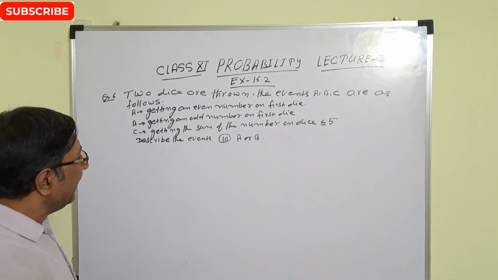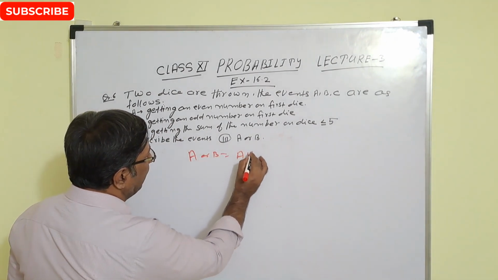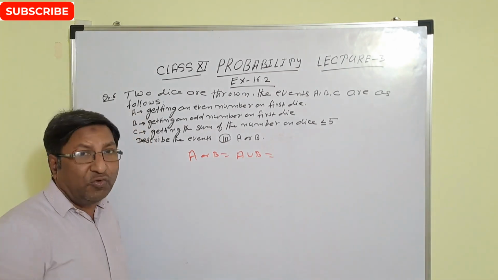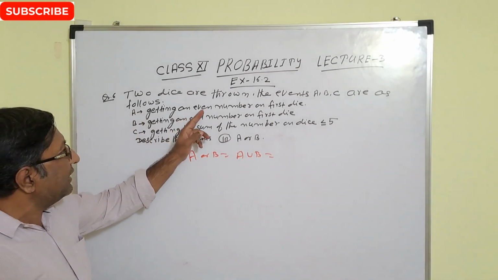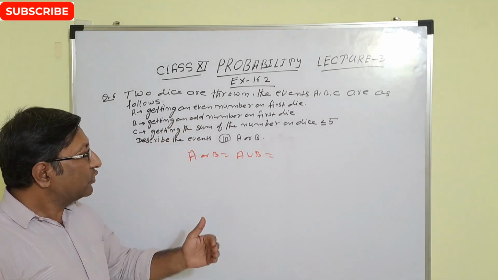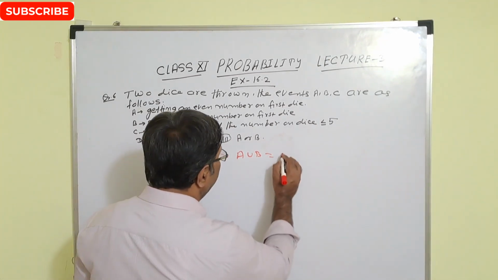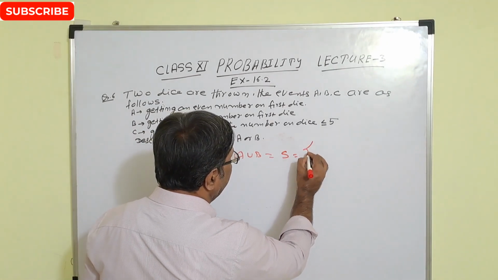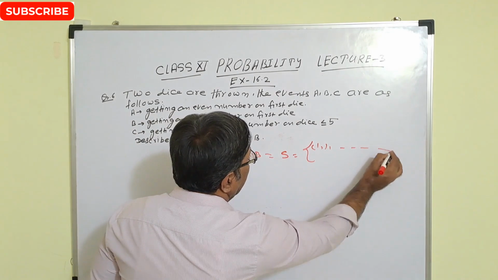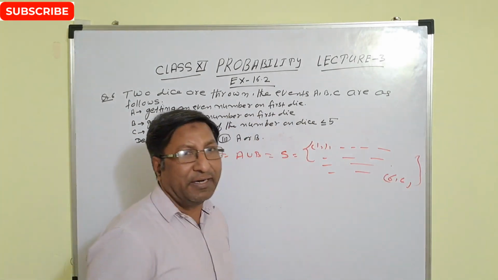We have to find A or B. So you will know A or B equals what? A union B. So A union B equals what? A is getting an even number on the first die and B is getting an odd number on the first die. So A union B will be the total sample space. So A union B equals the total sample space, that is 6, 6. These are the correct answer.